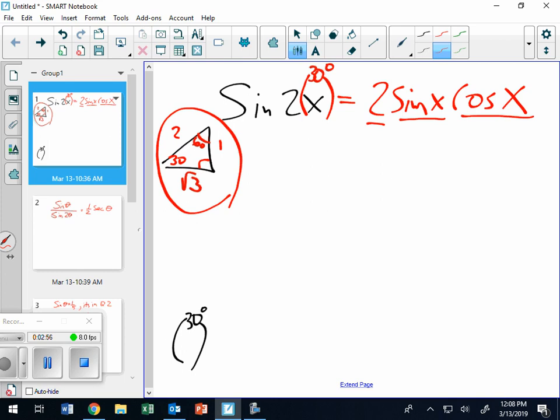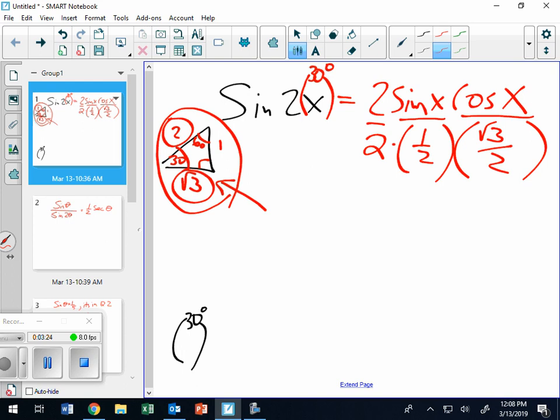Sine of 30? 1/2. All right, good. So I'm going to go 2 times, what is sine of 30 again? It's 1/2. And then what is cosine of 30? Well, look it up. Look on the little triangle. That's why I have the triangle there. This triangle right here. So cosine of 30 is √3 over 2. Awesome.